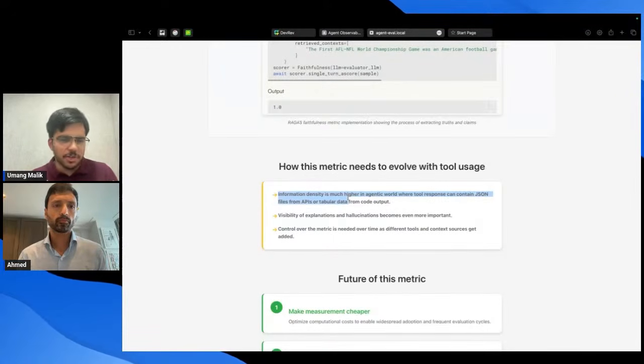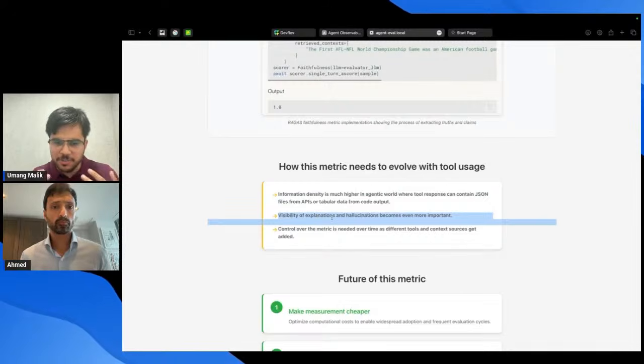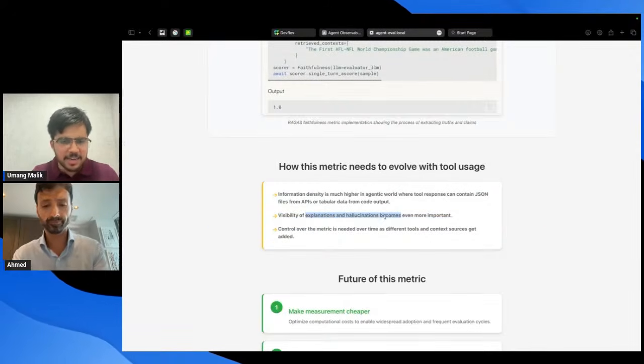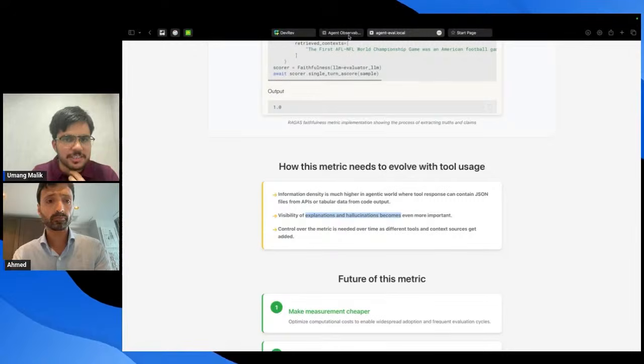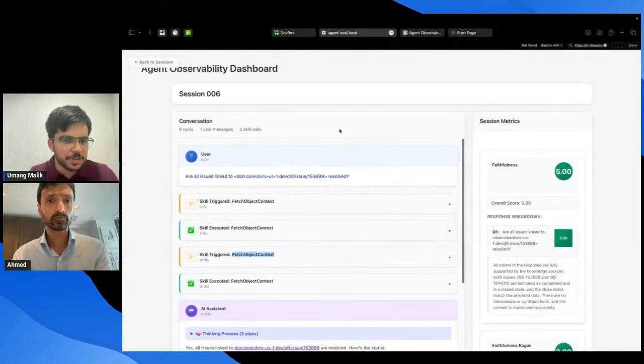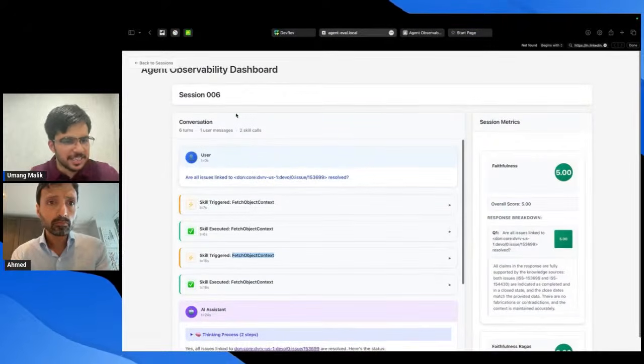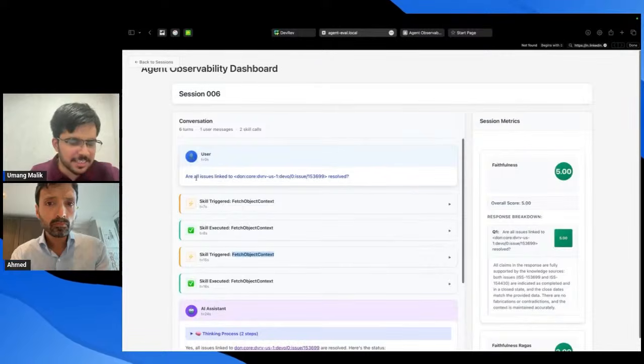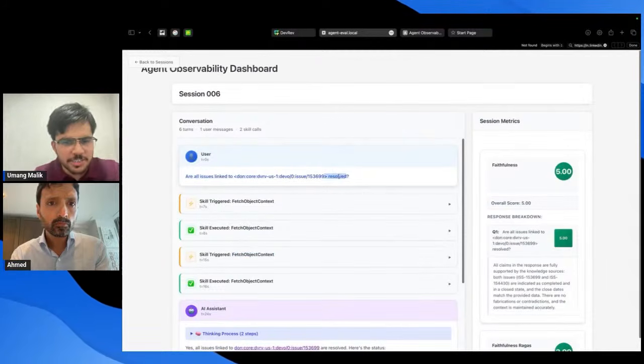And that is where we forked Ragas and did our customization, because the biggest problem with Ragas that we saw was there was no visibility into the explanation and hallucination. Yeah. And actually I have an example for this as well. So this is one of the other sessions that we were observing, where the question is: are all issues linked to this particular issue resolved?